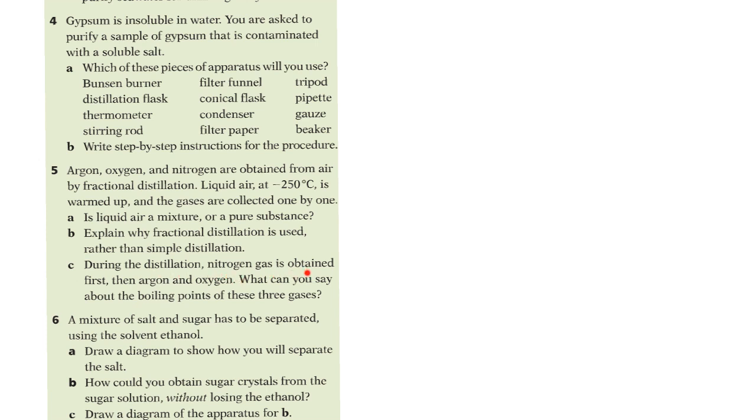During distillation, nitrogen gas is obtained first, then argon and oxygen. What can you say about the boiling points? Because you start at -250 degrees Celsius and you allow it to warm up. So nitrogen is obtained first, then argon, then oxygen. So what I can say about their boiling point is that nitrogen has the lowest boiling point because it's collected first. You're slowly warming it. Nitrogen's the first one that comes out, then followed by argon, which probably has a boiling point between nitrogen and oxygen. And then oxygen.